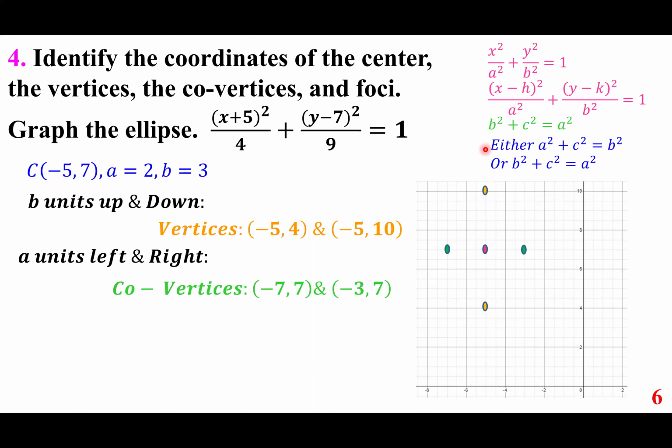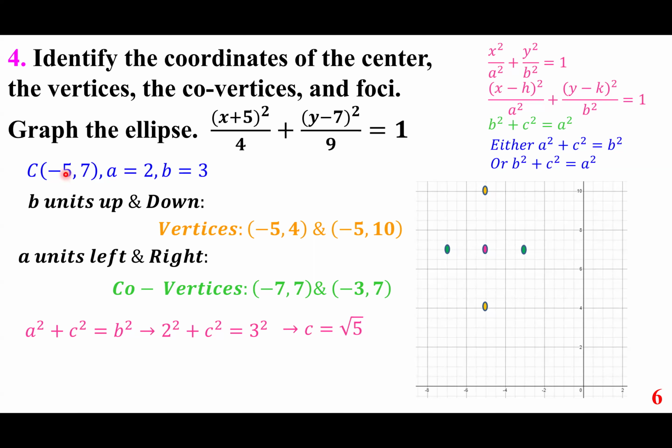Now, we either use a squared plus c squared equals b squared, or b squared plus c squared equals a squared. It depends which one is larger. As you can see, b is larger. So clearly, we're going to use this one. 4, 9, we already have it. So c squared becomes 5, and c becomes square root of 5. Foci is always along the major axis. So it's here: the same coordinate as the center, it goes up by square root of 5, and goes down by square root of 5.